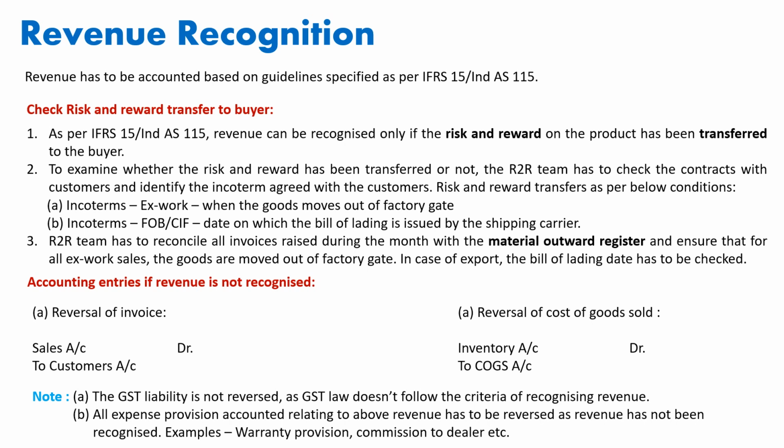So what is happening here? Because the revenue has been reversed, all related costs for that revenue have to be reversed. For example, if you created a warranty provision or commission to dealer, all this has to be reversed because the base, that is the revenue, is reversed now because the risk and reward has not been transferred.